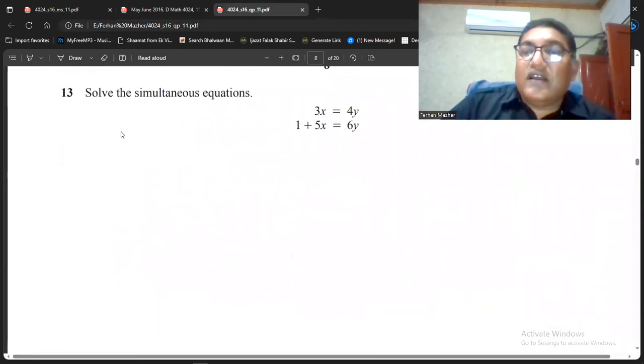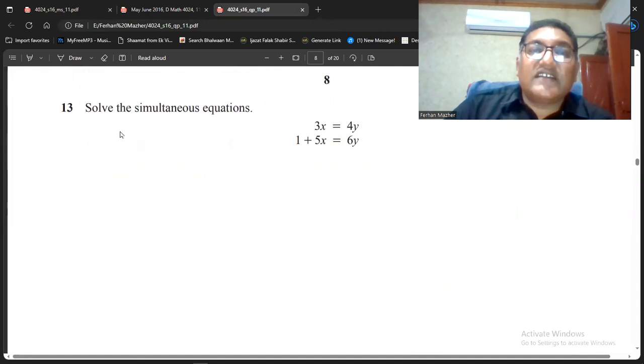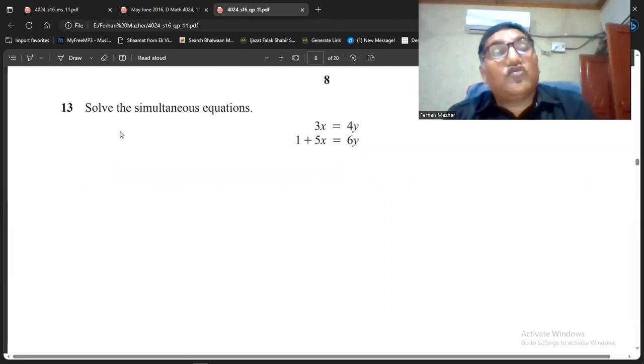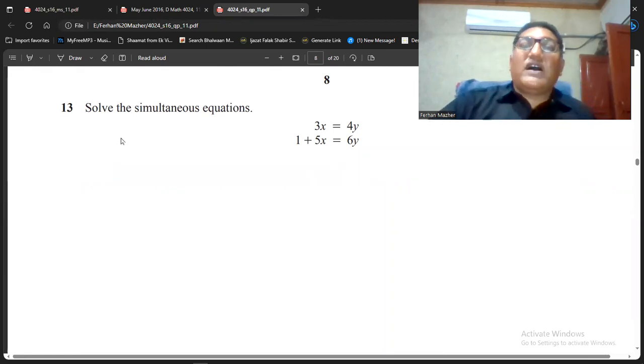Question number 13. And it's a 3-mark question. It's a simultaneous equation given here. Here we have 2 simultaneous equations given, and we have to solve. We have to find out the value of the X and the Y. It's a 3 marks question.